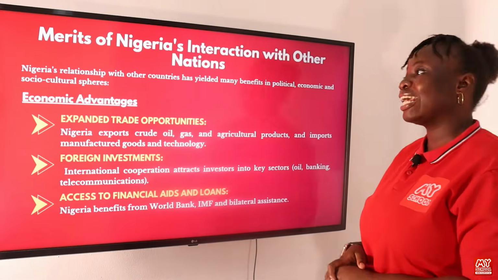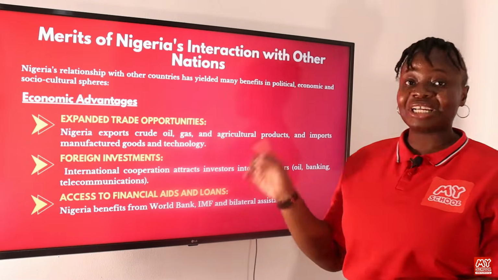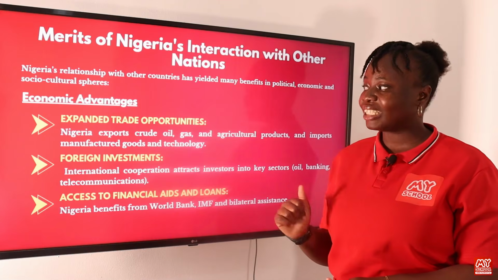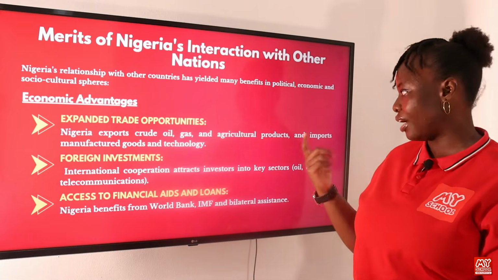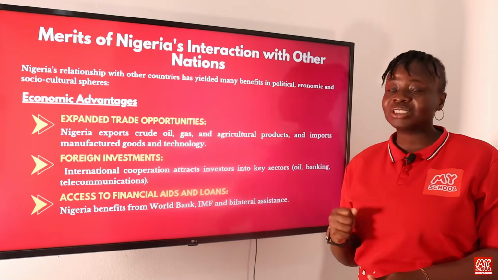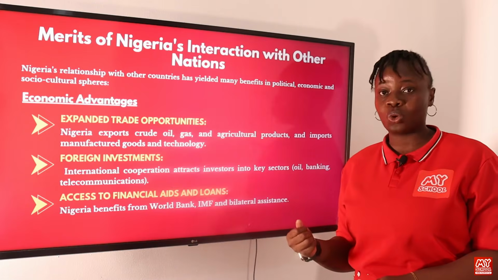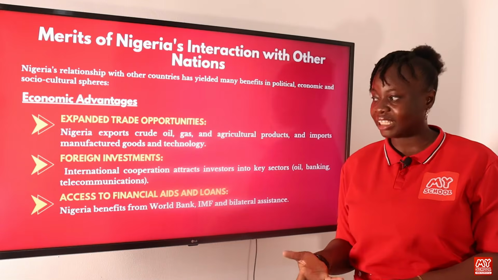Right now we're going to discuss economic advantages. So one of the economic advantages of Nigeria's interaction with other nations is expanded trade opportunities. So Nigeria exports crude oil, gas, and other agricultural products and imports manufactured goods and technology. So without that cordial relationship with other nations of the world, we will not be able to export our surplus and import those things that we do not have in excess.